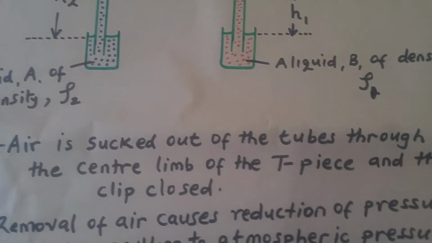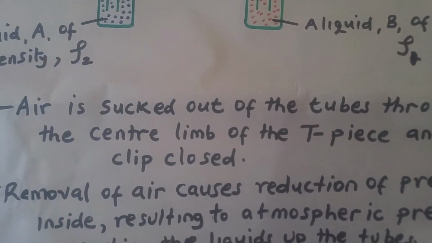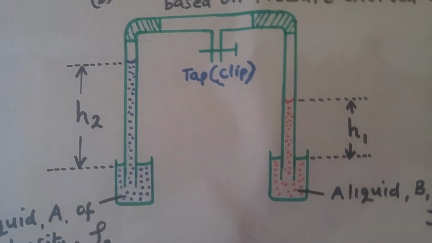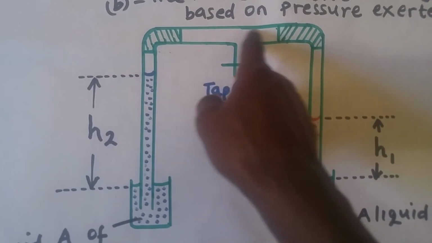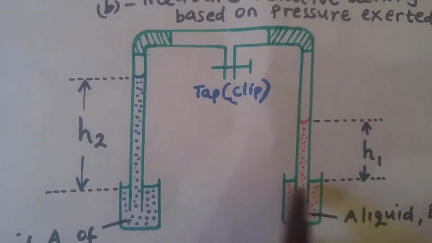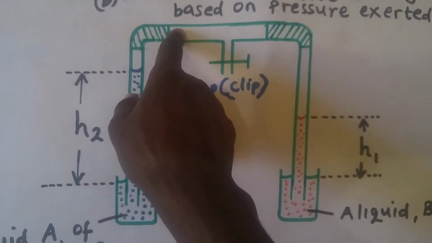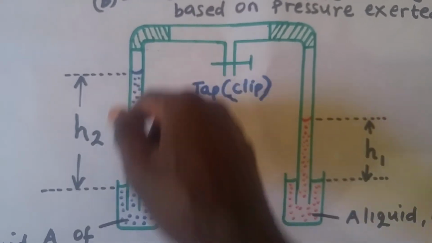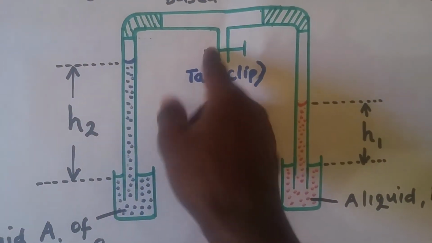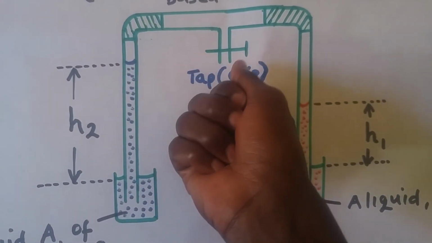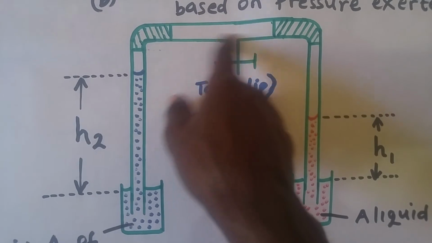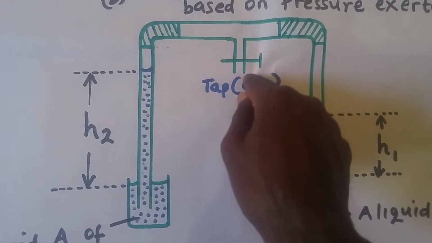Air is sucked out of the tubes through the center limb of the T-piece and the clip closed. Now, this is what I was trying to say. Inside here, when you close this tap, there is always air inside. When you are going to compare the densities of these two different liquids, the first thing is you need to remove this air. How do you remove the air? You can use what we call a vacuum pump. You open here, connect the vacuum pump. The vacuum pump helps us remove the air which is inside. After removing the air, you close the tap.